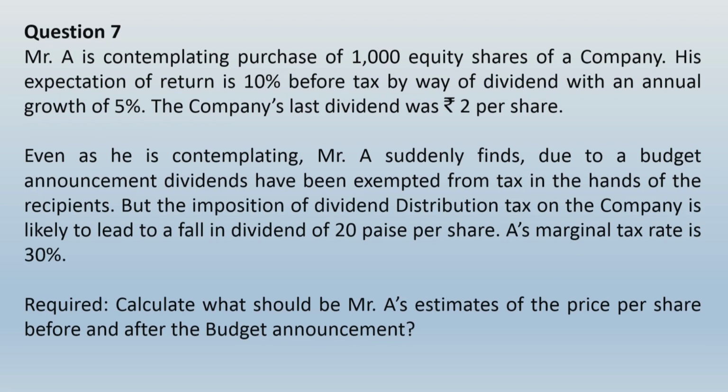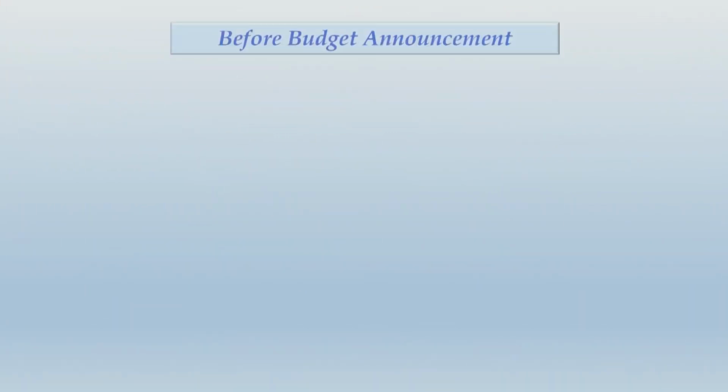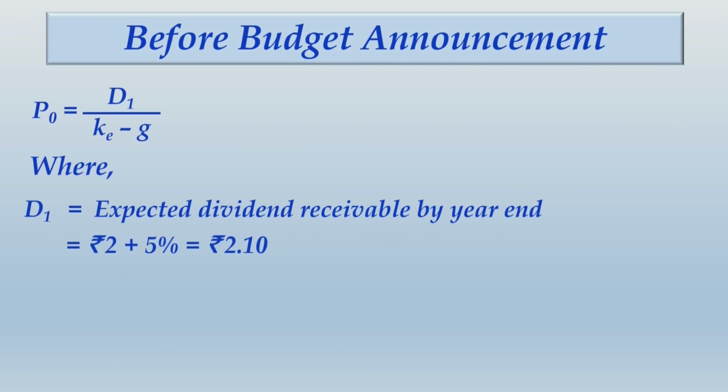So friends, what we would do over here is, we will first determine the easier part of the calculation, that is the expected price of the share before the budget announcement. Let us do that, and then we talk about the impact of budget. So let us first put up the easier part. Before budget announcement, simply P0 will be D1 upon KE minus G, and define the variables. D1 is expected dividend receivable by year end.